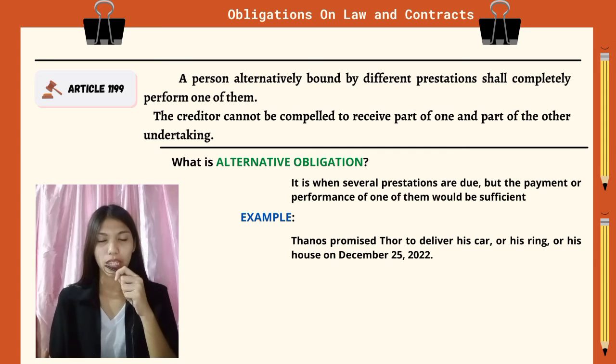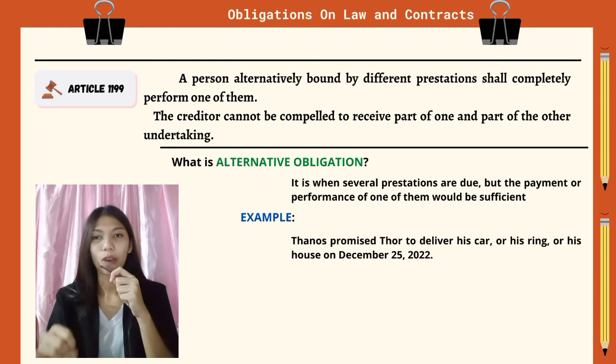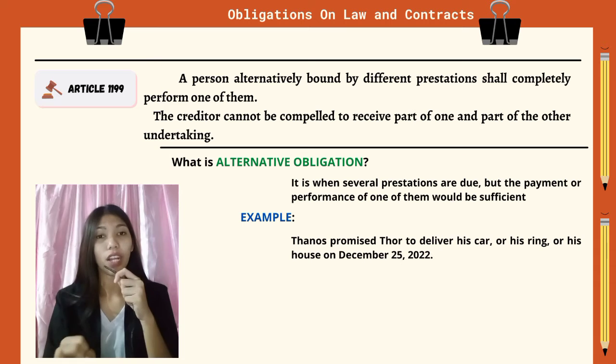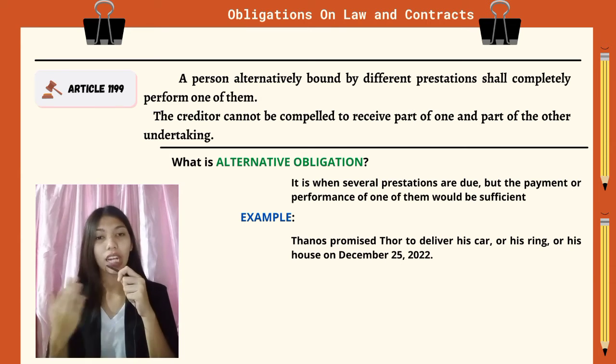So, example, Thanos promised Thor to deliver his car or his ring or his house on December 25, 2022. So here, Thanos does not have to deliver all these three things enumerated. So, dili kailangan nga i-deliver ni Thanos kay Thor ang iyang house, ang iyang car, o pati na pud ang iyang ring. So pwede nga bisag ang car lang ang iyang i-deliver, it would be enough para nga ma-satisfy ang obligation o para nga ma-extinguish pud ang obligation.